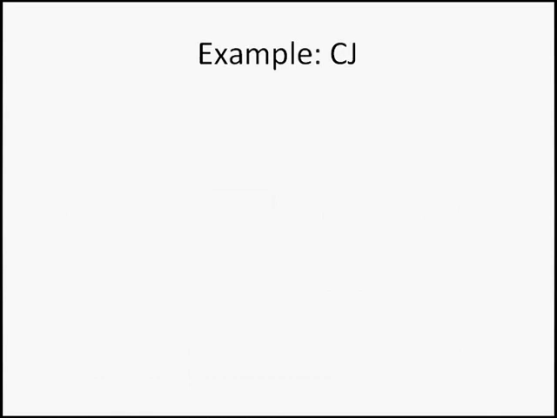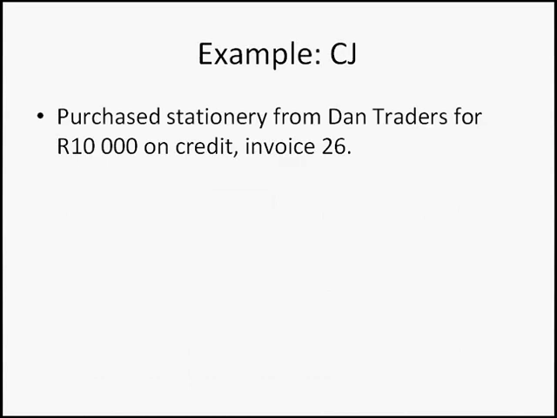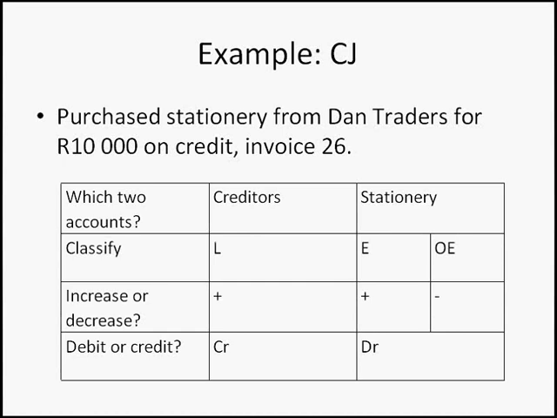Okay, let's have a look at an example of the creditors journal. In this case, the entry said purchase stationery from Dan Traders for 10,000 Rand on credit, invoice 26. Some of that information you would have needed in order to do the journal entry. But for our purposes, let's have a look at the information. Firstly, what are the two accounts involved? Because I purchased on credit, creditors must be one of the accounts I use. And what did I purchase? I purchased stationery. So stationery is the other account.